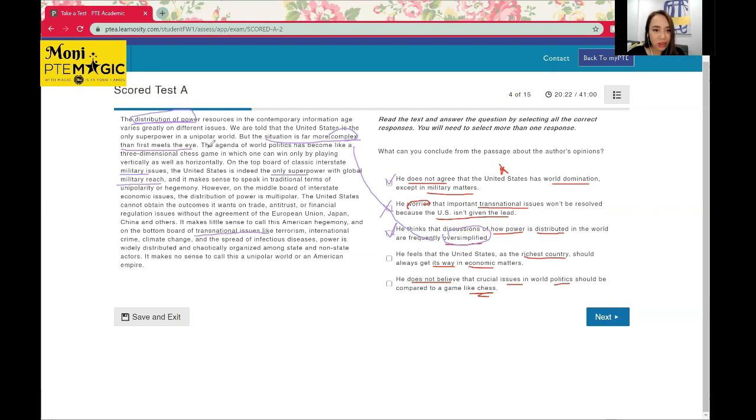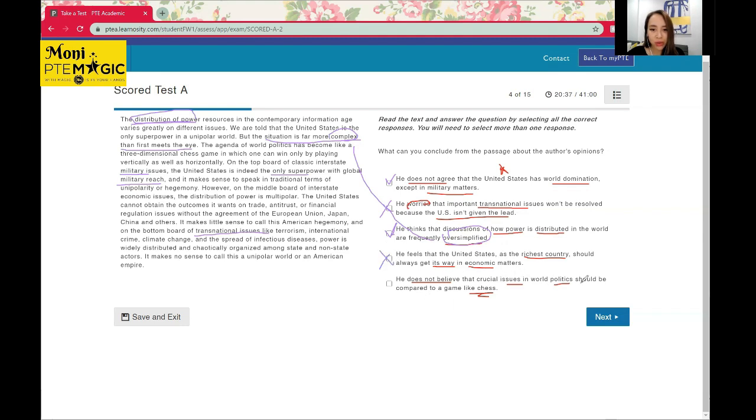Next one, economic matters. Richest country. Does it mention somewhere that it is the richest country? Okay, I can't find anything about richest country, so no.